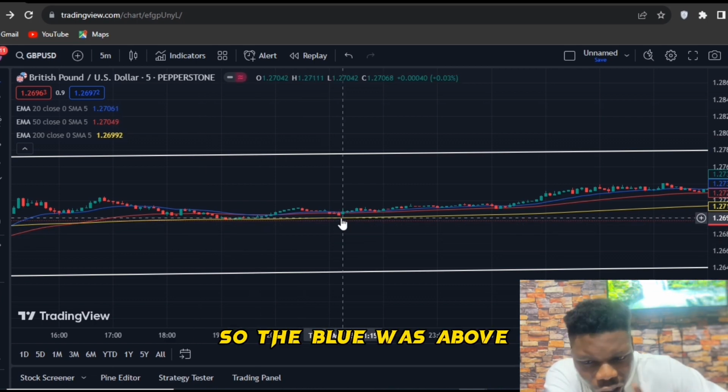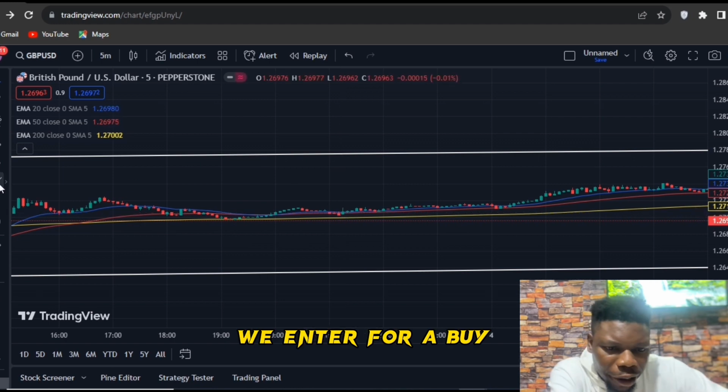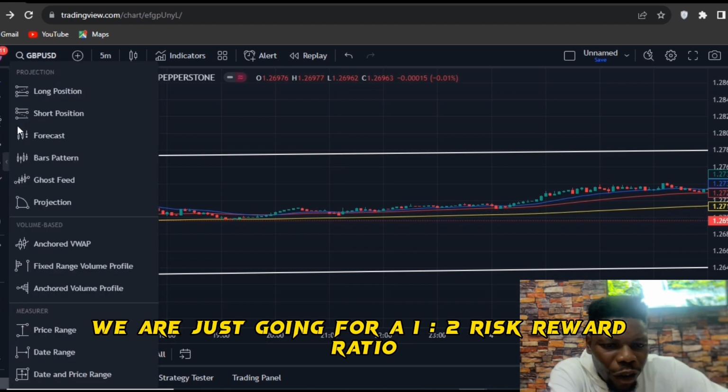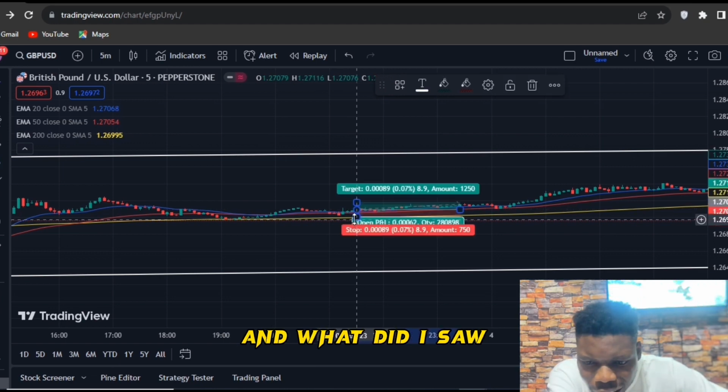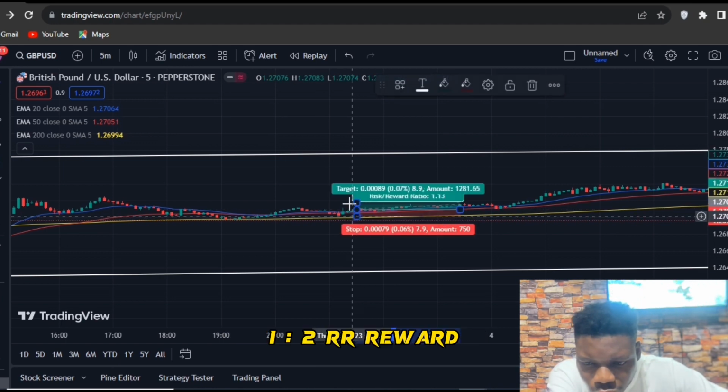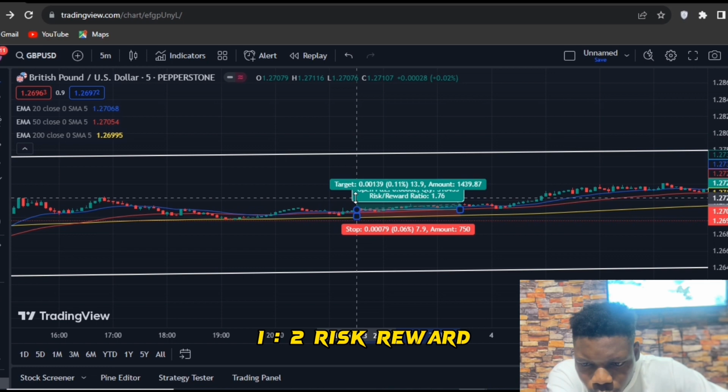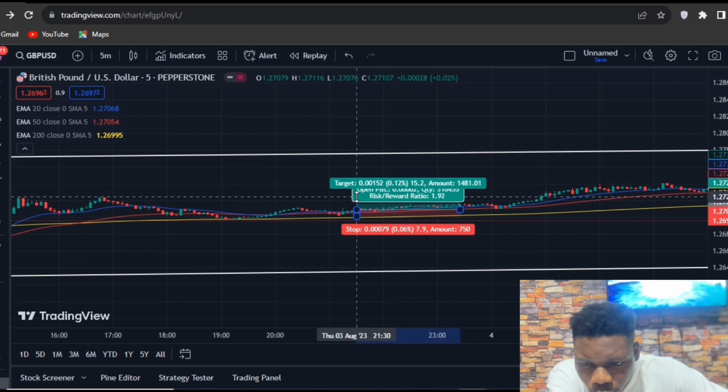So the blue was above. They even cross each other here. Enter for a buy. When we enter for a buy, we are just going for a 1 to 2 risk reward ratio. You enter a long here. What did I say? 1 to 2 risk reward, and that's it.